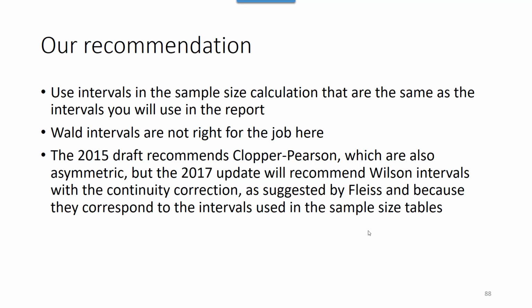There's a small discrepancy. When you read the current draft of the manual, it's recommending Clopper-Pearson intervals. Those are fine asymmetric intervals, and we could stick with those. But in keeping with this principle of using the same intervals in the sample size calculation and what we're going to report, when we update the manual here in the fall of 2017, we'll change the recommendation to recommend Wilson intervals with a continuity correction, as suggested by Fleiss.